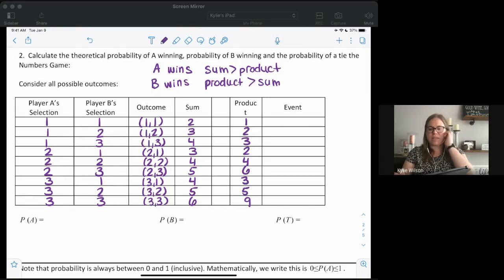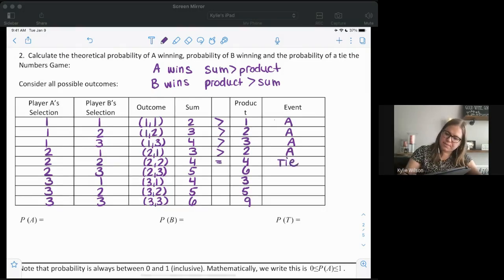So now let's determine what's larger, the sum or the product. The first one, my sum is bigger than my product. If I look up at the top, that means that A wins. Next one, my sum is bigger than my product, so A would win. Next one, sum is bigger than my product, so A would win. Next one, sum bigger than product, so A wins. Then for the next one, we have 4 and 4, so they're equal, which gives us a tie. Then we have 5 and 6, so our product is bigger than our sum. So B wins. Next one, 4 and 3.